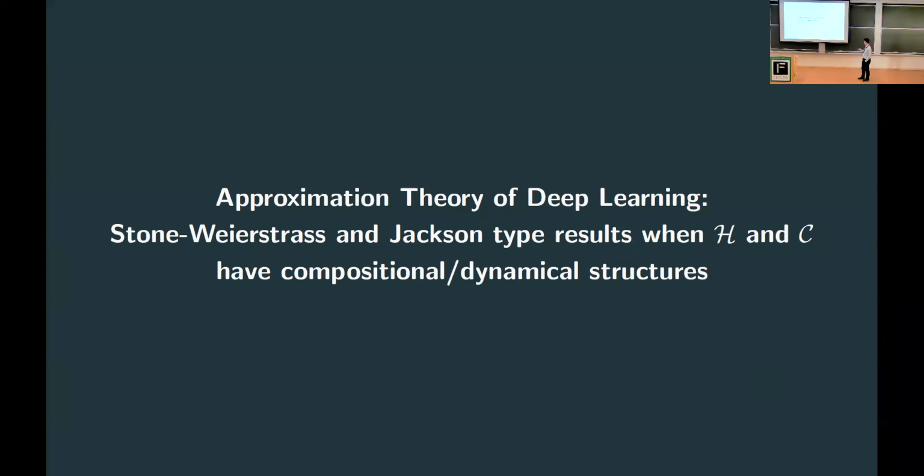So our goal in this mathematical theory is to develop this kind of Stone-Weierstrass type and Jackson type results when the hypothesis space and the target space perhaps have compositional and dynamical structures, like deep neural networks. So what changes there?